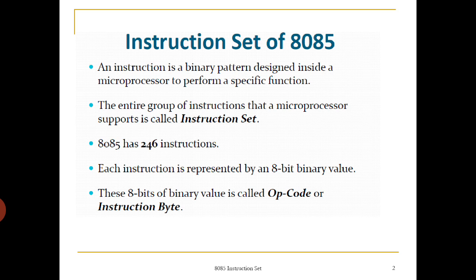So 8085 has 246 instructions, and each instruction is represented by an 8-bit binary value. The 8-bit binary value consists of opcode and operand byte. Opcode means MOV, LXI, LDA. Instructions also contain an operand, which may be data, address, etc. Okay, so this is the instruction set of 8085. See the next slide.